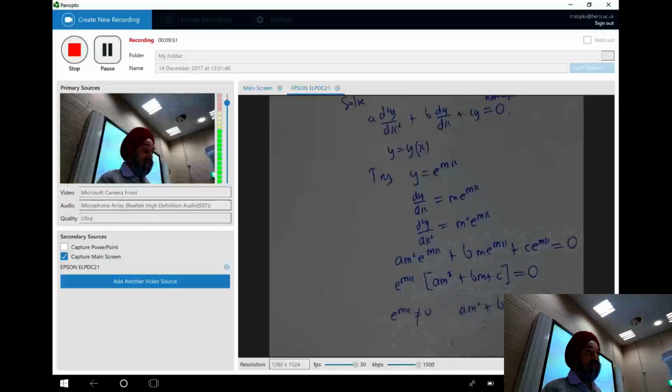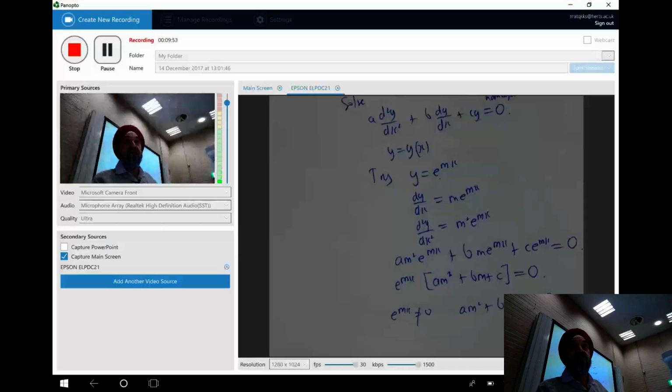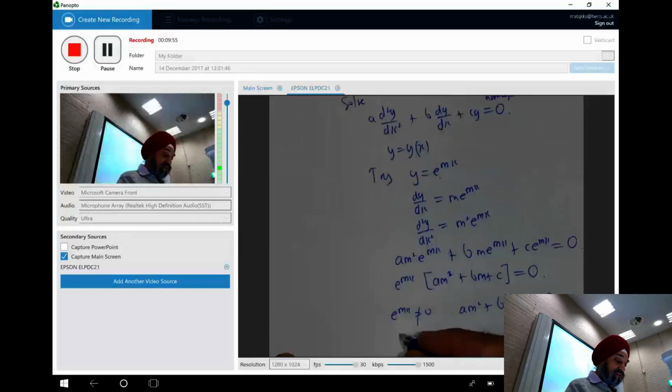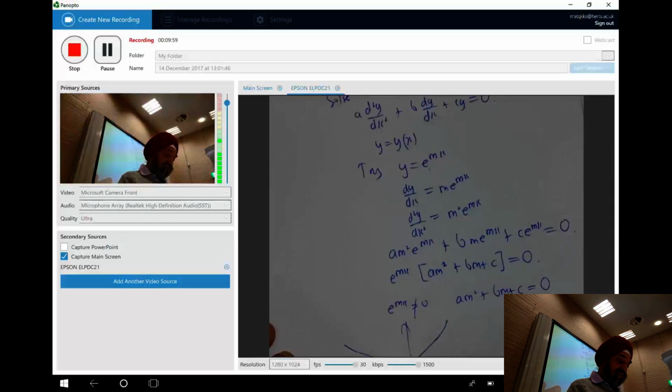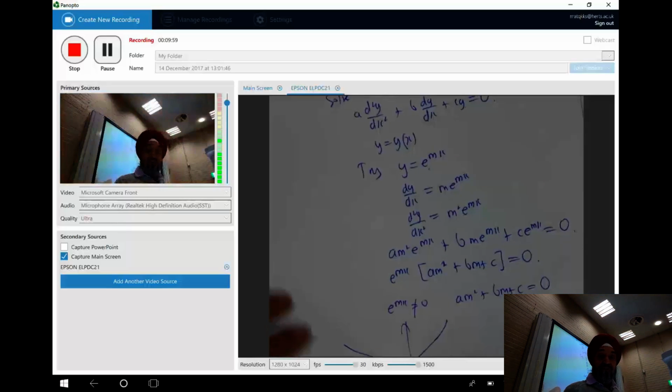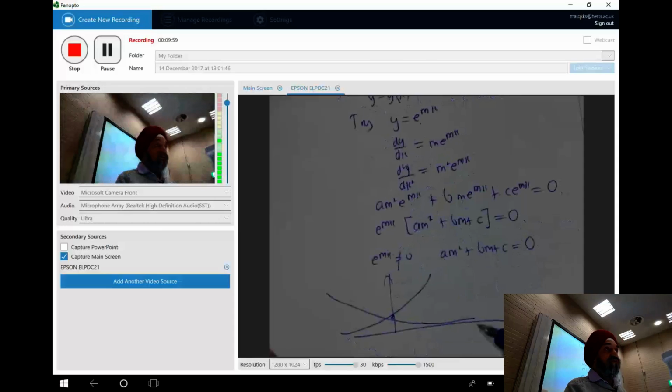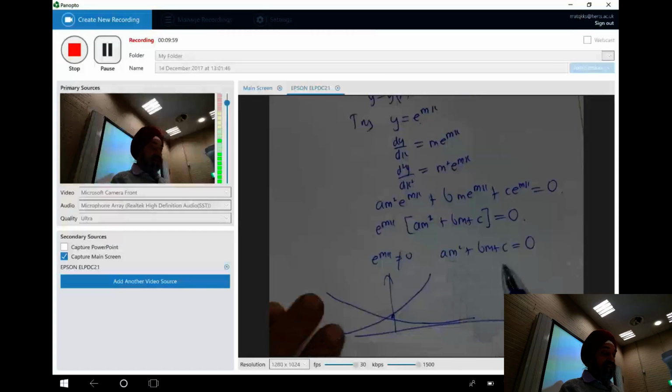Yeah, e to the mx can't equal 0. If you plot the graph of e to the mx, what does it look like? If it's plus, it's going that way; if it's minus, it's going that way. They should cross over at 1. It's never going to equal 0, so e to the mx is never 0. So you're left with that.